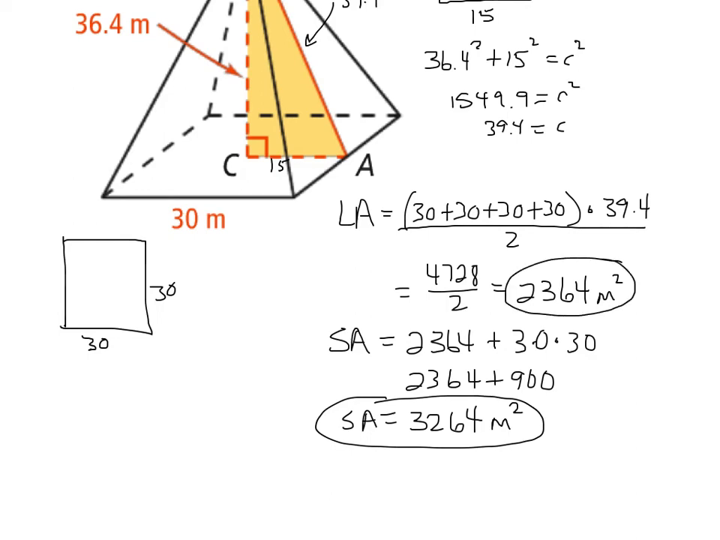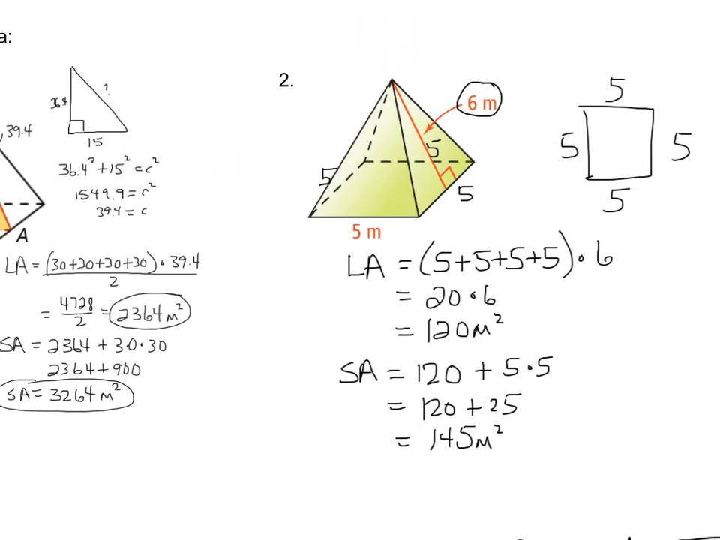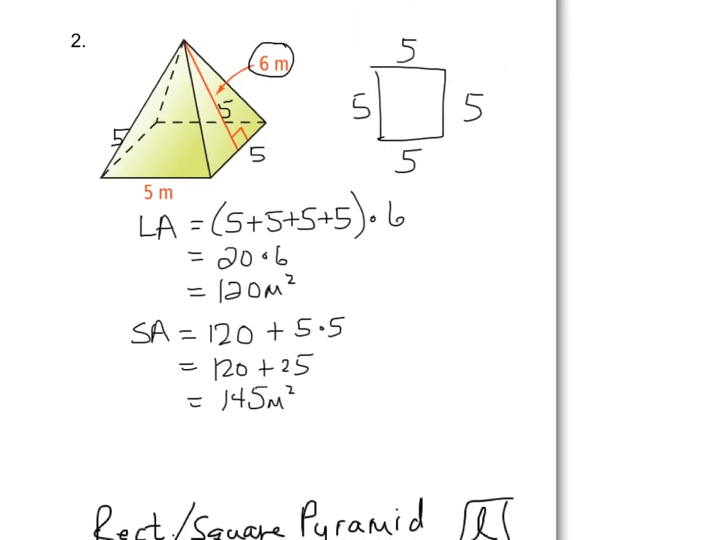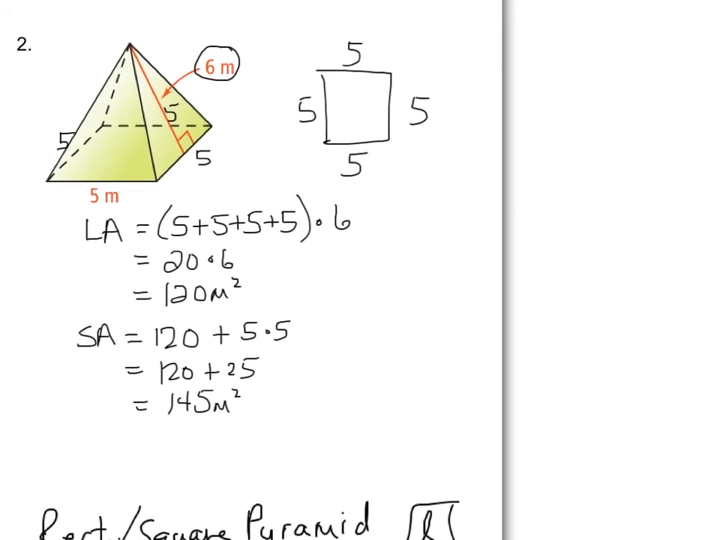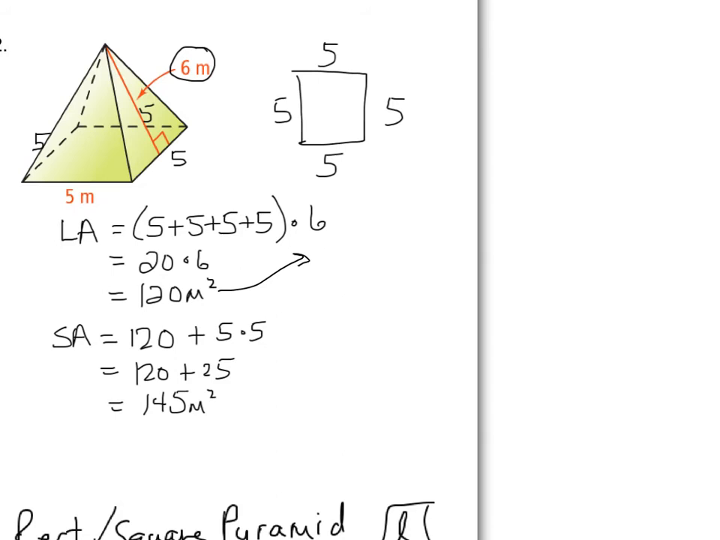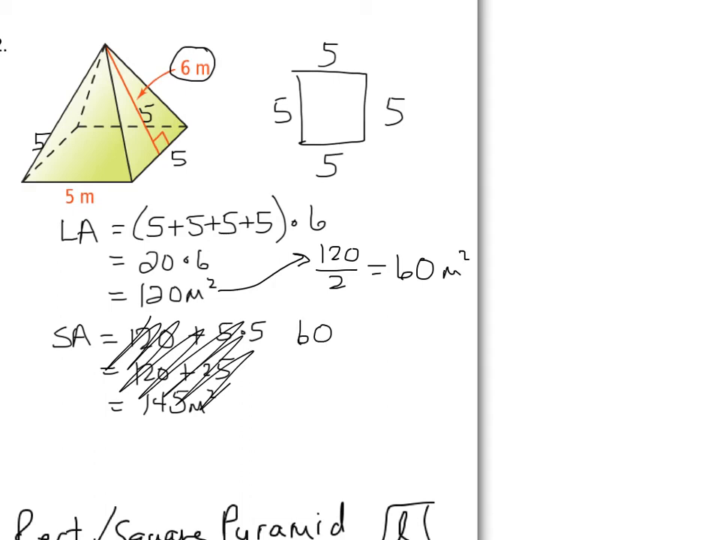Now, let's go back and take a look at this first example that I went through. See if anybody caught this. There's a mistake in here. What did I forget to do? Well, if you look at the lateral area, I forgot to take the lateral area and divide it in half. So really, the lateral area is 120 divided by 2, which is 60. So this is 60 meters squared. So now I'm going to take 60, not 120, plus 5 times 5, so 60 and 25. That's going to be 85 meters squared.